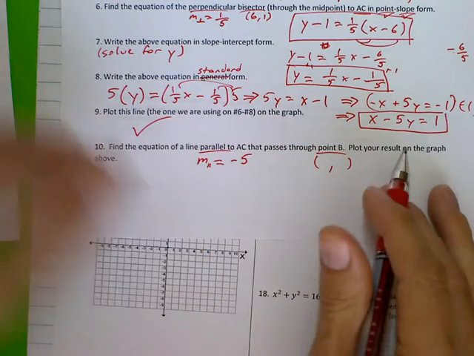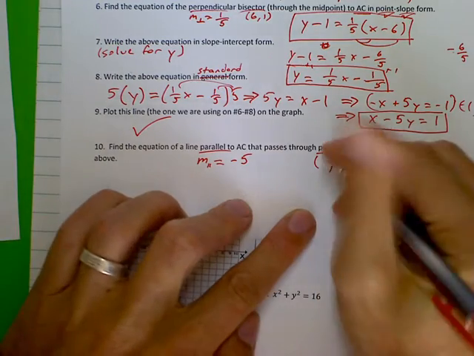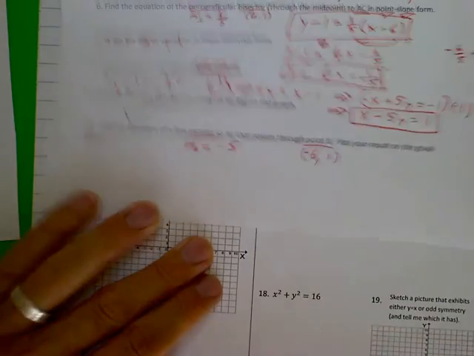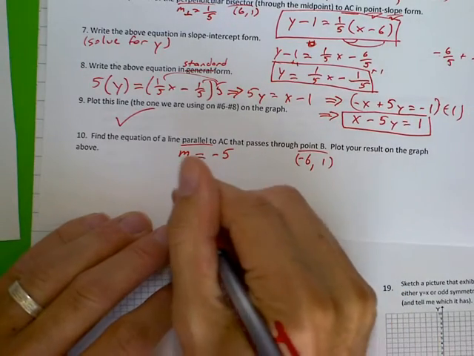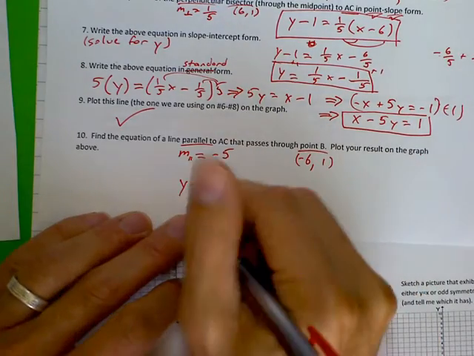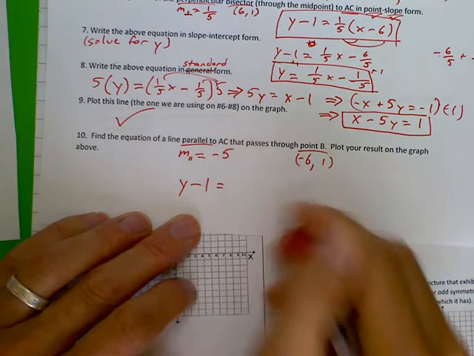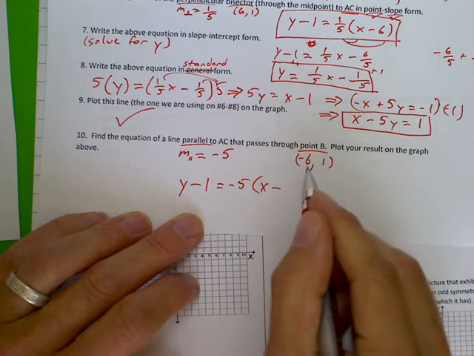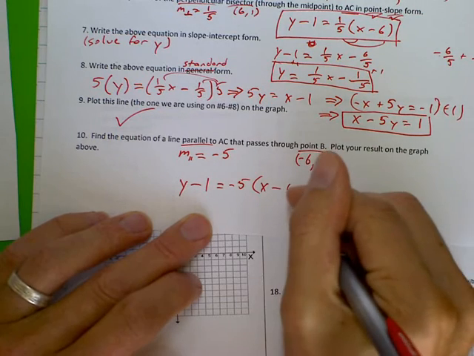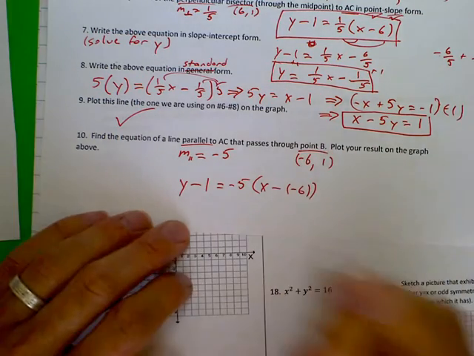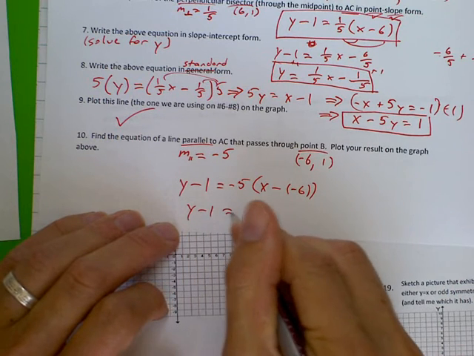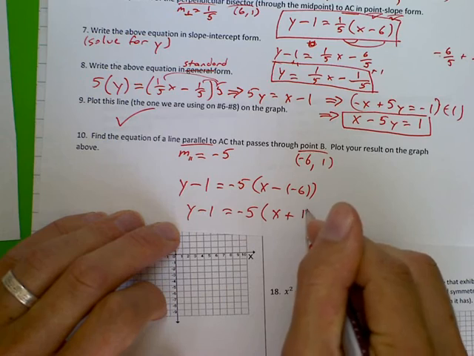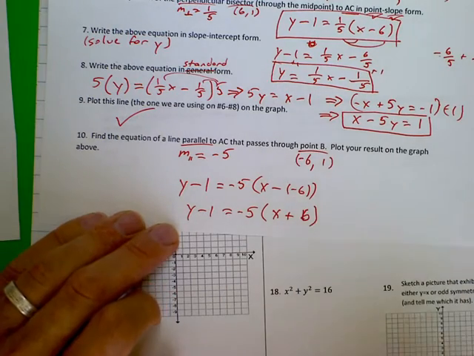And then it goes through point B. So let's use the coordinates of point B. That was negative 6, 1. Now all I have to do is write out point slope form. So that's y minus the y value, which would be 1, equals m, which is the slope, times x minus the x value, which is negative 6. So we've got a minus and negative 6. I'm going to go ahead and rewrite that. It's not completely necessary, but it looks better as a plus 6.